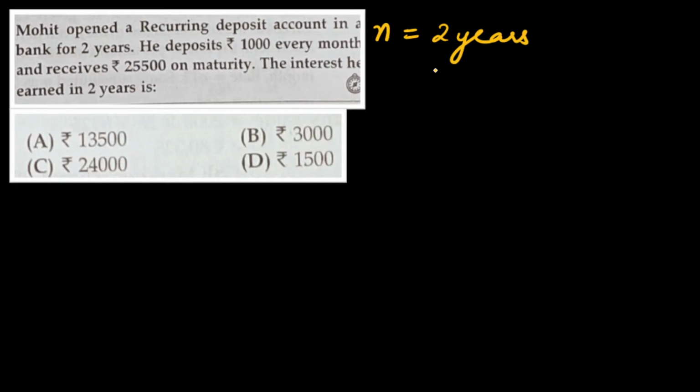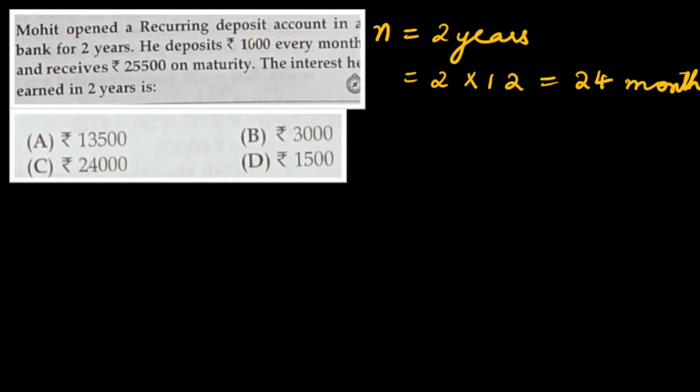Whenever the time period is given to us in years, you have to convert it into months. So we all know 1 year has 12 months. So we multiply 2 into 12, which is equal to 24 months. So N is 24 here. Time is always used in months, so I converted 2 years to months. N is equal to 24 months.